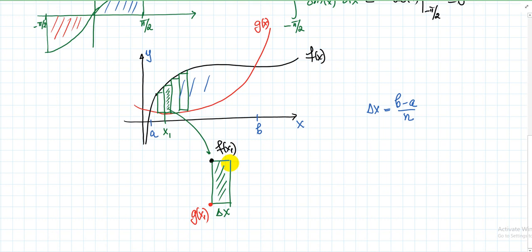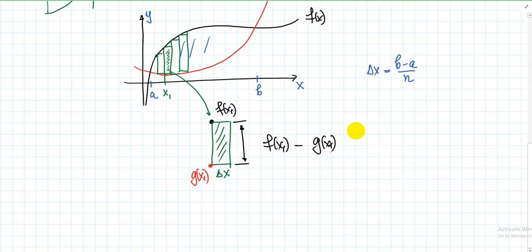What is the height of this rectangle? Their difference, right? So the height of this rectangle is equal to f of x1 minus g of x1, right? And I have to multiply this in order to find the area. We have to multiply f of x1 minus g of x1 by delta x, right? This gives me only the area of one rectangle.